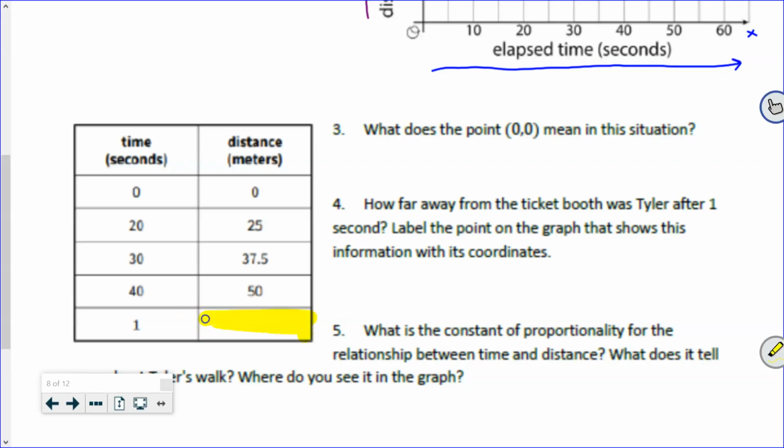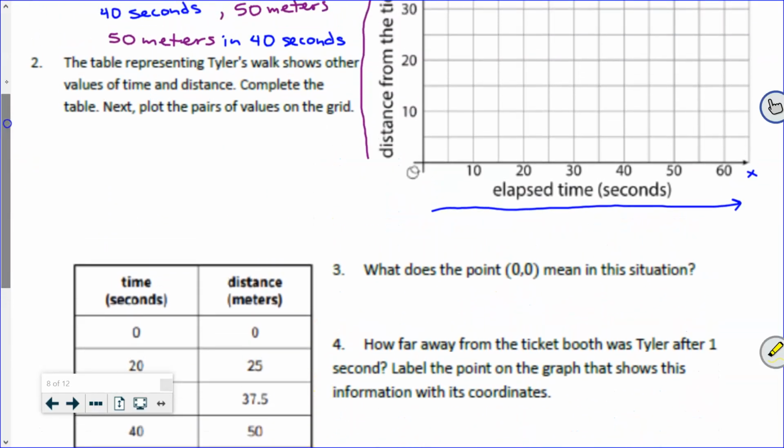We have the tools and the experience necessary to fill out that missing value. So I'm going to set you free to do that in just a second, but let me finish reading the problems that I want you to complete. After we fill in that missing value, it says next, plot the pairs of the values on the grid.